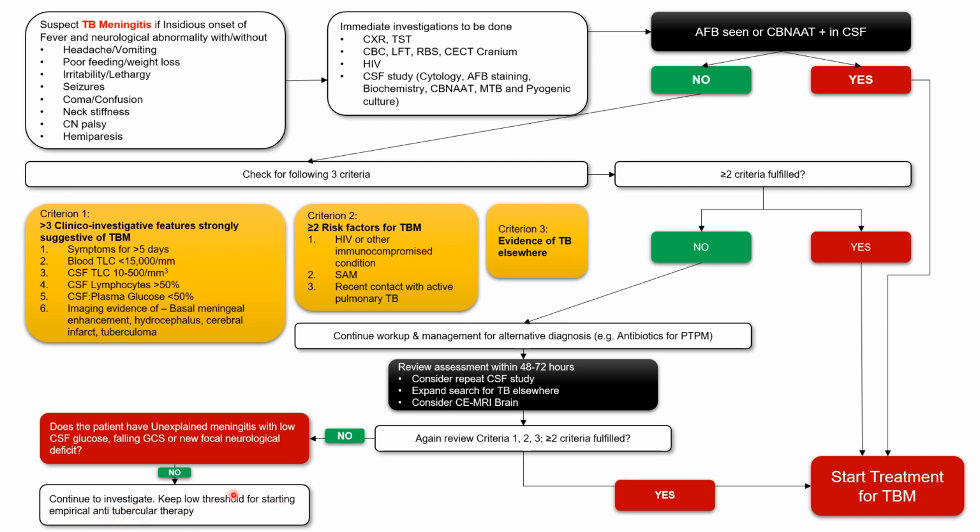But if the answer to any of these questions is yes, that means there is a chance of tuberculosis, because of unexplained meningitis, low CSF glucose, falling GCS, or new focal neurological deficit without getting antitubercular therapy. So all these indicate that there is still a possibility that this is a case of tubercular meningitis. So we have to start treatment for tubercular meningitis. So this is the diagnostic algorithm for tubercular meningitis that every resident must remember, because whenever we are suspecting tubercular meningitis in any patient, we have to come by this pathway.